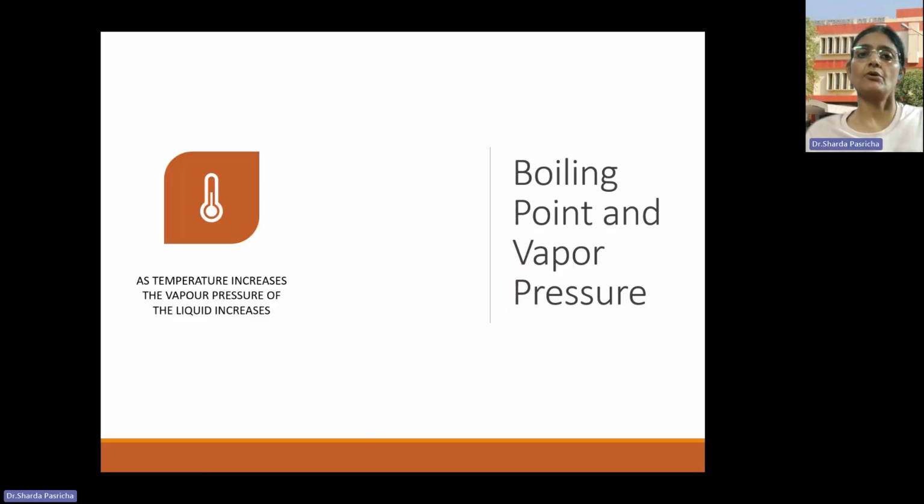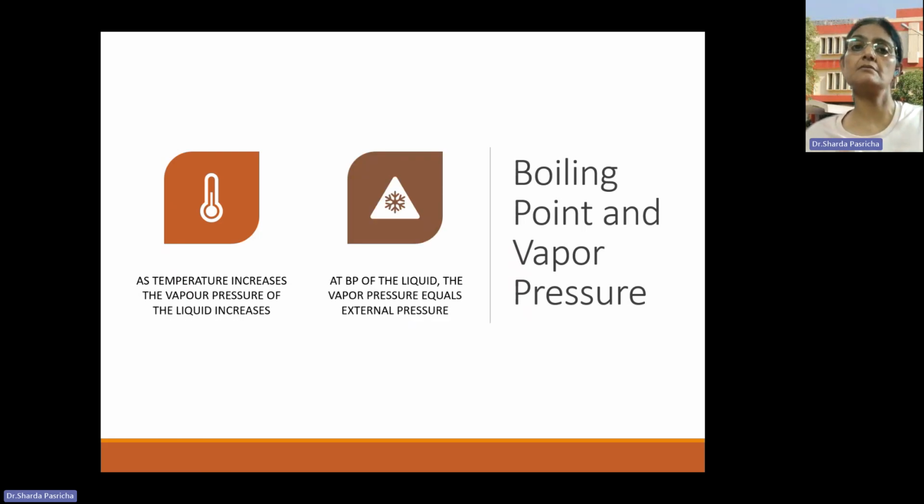As you start heating the liquid and the temperature rises, more and more of liquid molecules will go into the vapor state and the vapor pressure will steadily rise. At the boiling point of the liquid, as I said, the vapor pressure will equal the atmospheric pressure and hence the boiling happens.